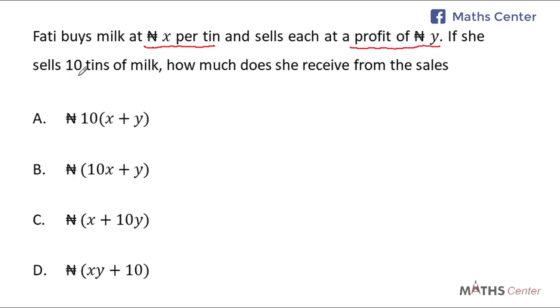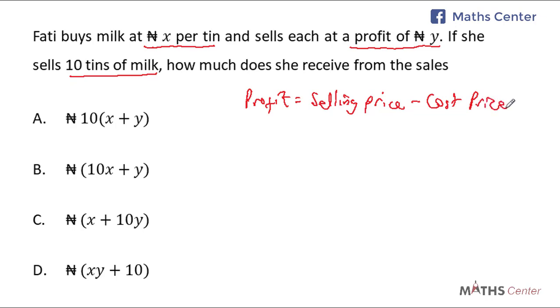If she sells 10 tins of milk, how much does she receive from the sales? So the question wants us to find the total selling price if she sells 10 tins of milk. We know that profit is equal to selling price minus cost price.